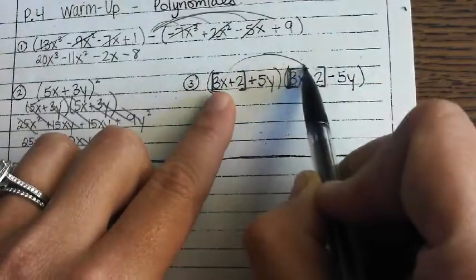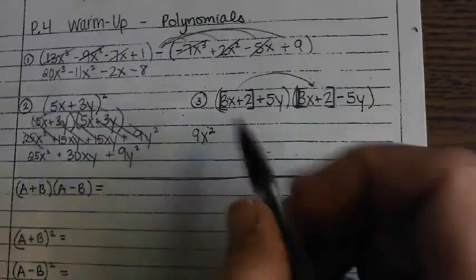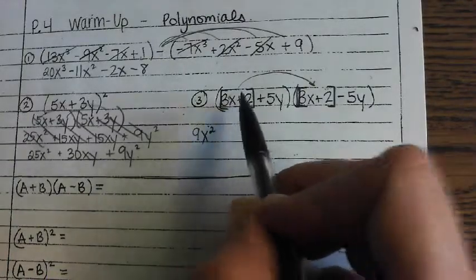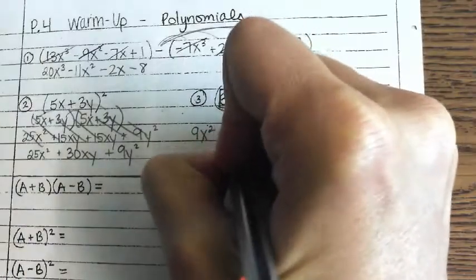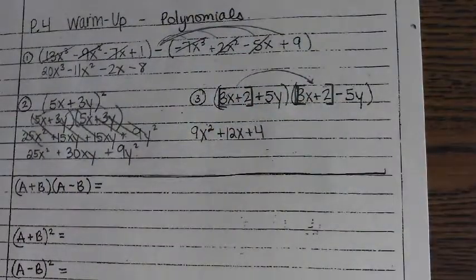3x plus 2 times 3x plus 2, we now have a nice shortcut for 9x squared. 2 times 3x is 6x, and I'm going to double that to 12x. And then 2 squared is 4. So there's the 3x plus 2 times 3x plus 2.